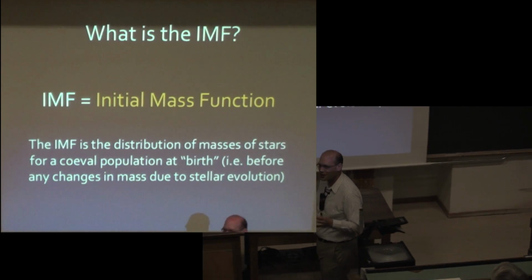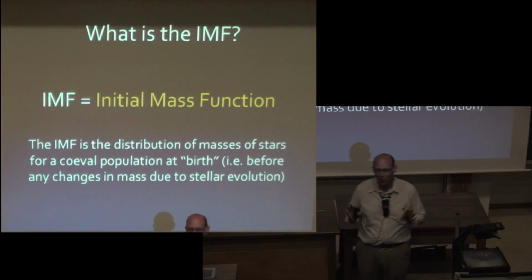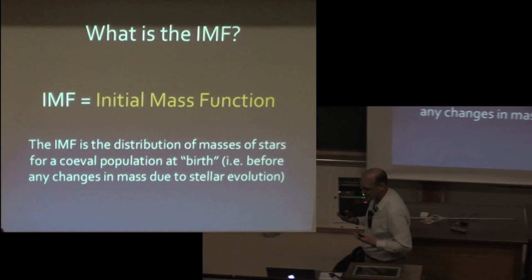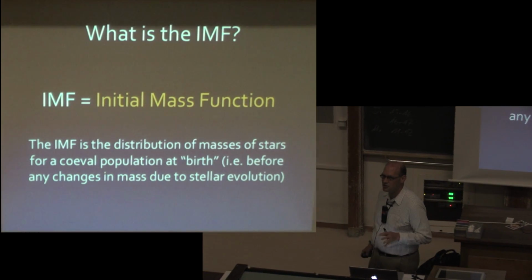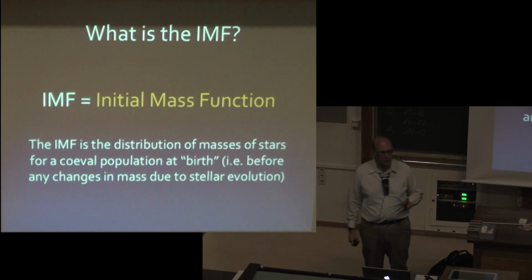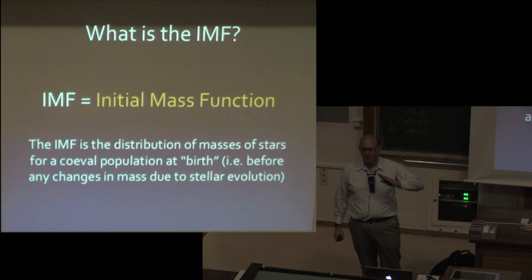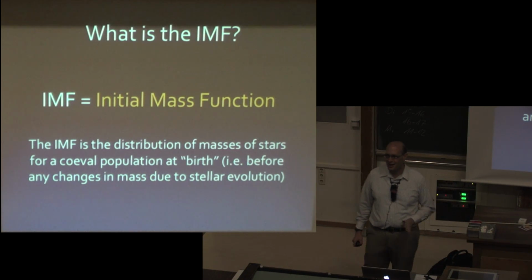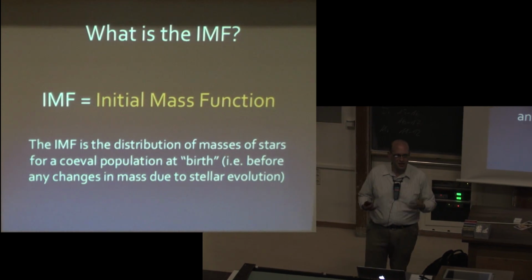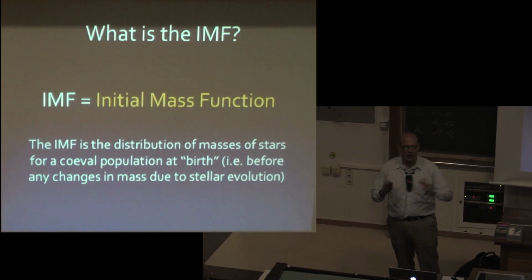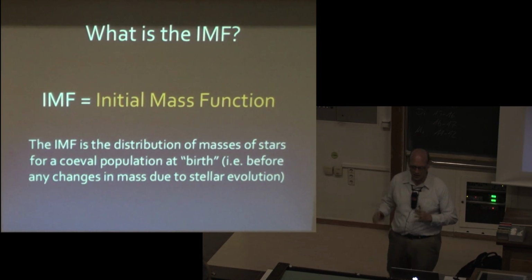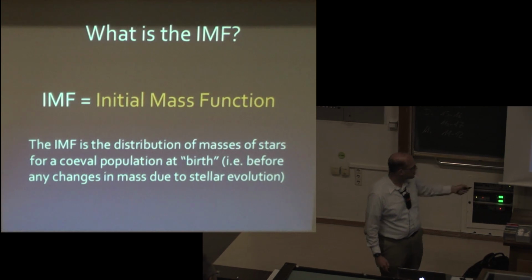All right, so let me start with, for those of you who don't do this at all, what is the IMF? When we talk about the initial mass function, what is that? Quite simply, it's the mass distribution of stars at birth, and by at birth I mean for a population that formed Thursday and that has not had any stellar evolution happen yet. So it's the mass distribution of stars before any of them have blown up, before any of them have lost any mass by stellar winds or anything else like that. So that's what we mean by the IMF.